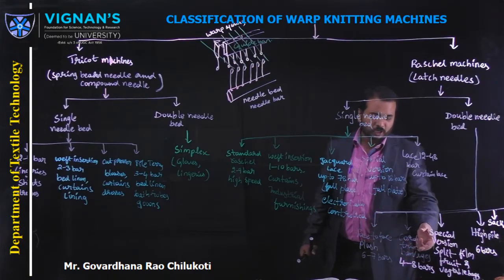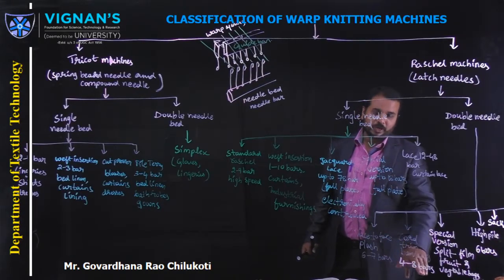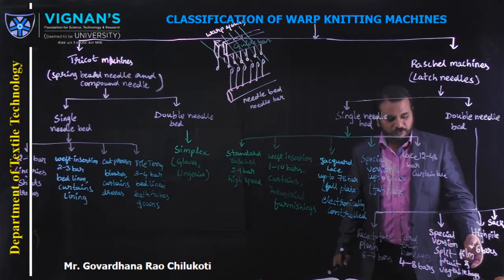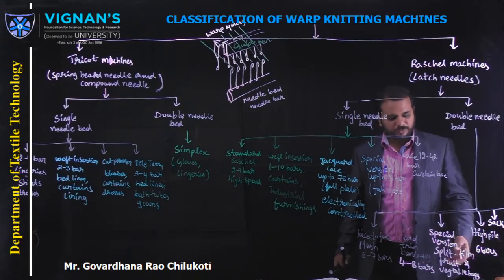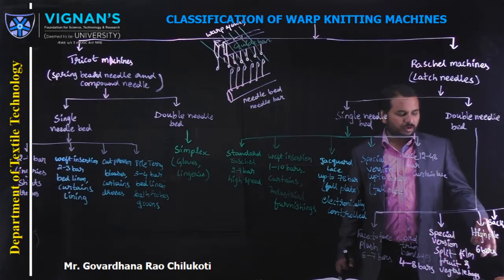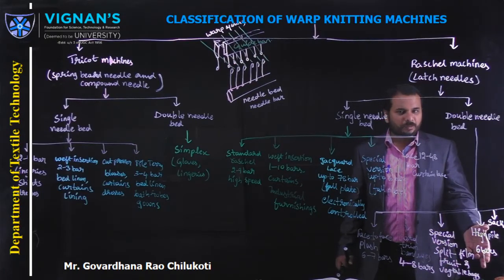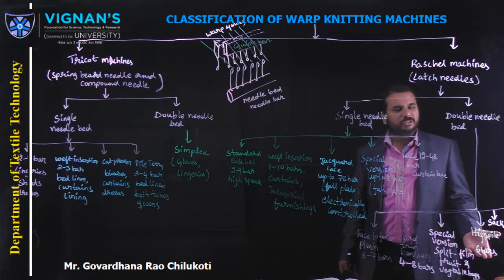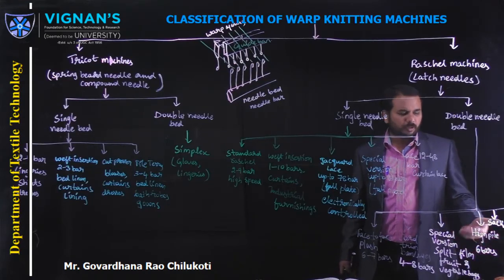Then coming to the double needle bed category, we have face to face, flush, and cord trim bandages. The cord trim is the machine where you can produce bandages and so on with the help of 4 to 8 guide bars. And a special version, split film technology, where you can produce fruit and vegetable bags. Then the high pile knitting machine, a raschel knitting machine with double needle bed with 6 guide bars, in that category we can produce high pile fabrics.